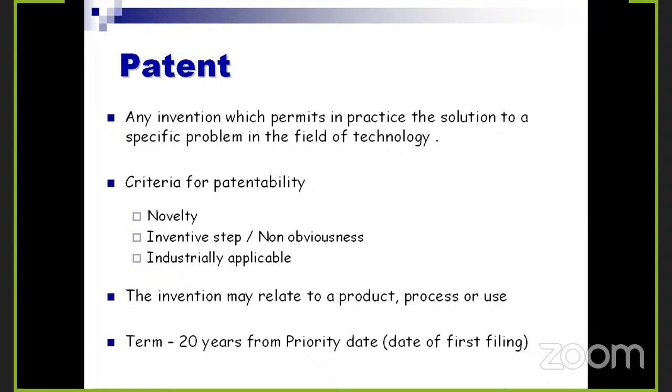Now coming back to the criteria for patentability, let me explain the novelty criterion with an example. Let's suppose there is a cough syrup formulation, and this cough syrup formulation has four ingredients: A, B, C, D.